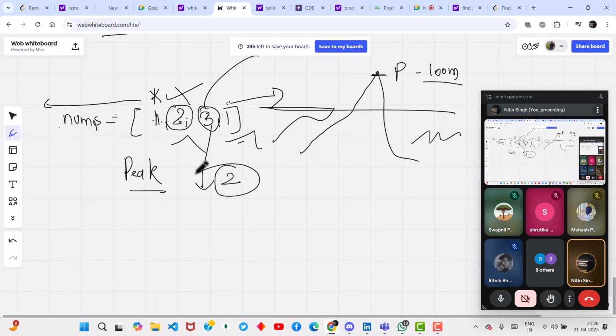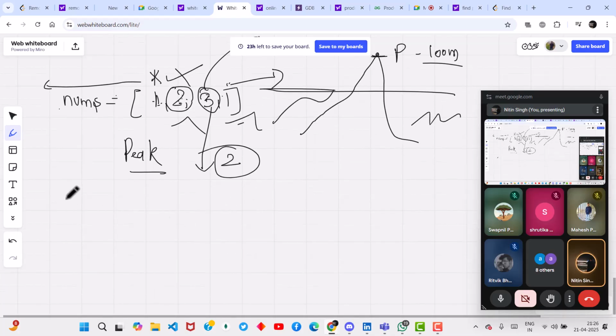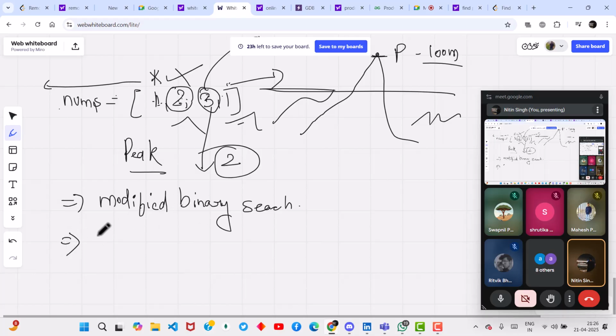But what about the pattern? This question comes under modified binary search. So what is modified binary search? I think by the name itself, you can identify this thing. Modification in the algorithm of binary search to solve any problem is called the modified binary search approach.